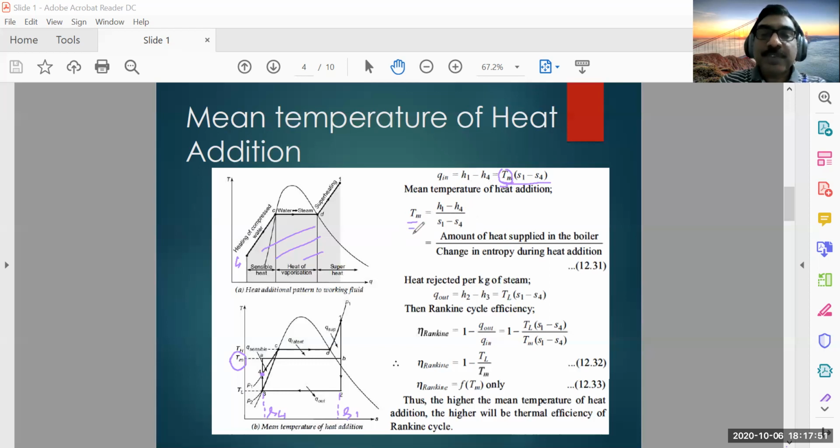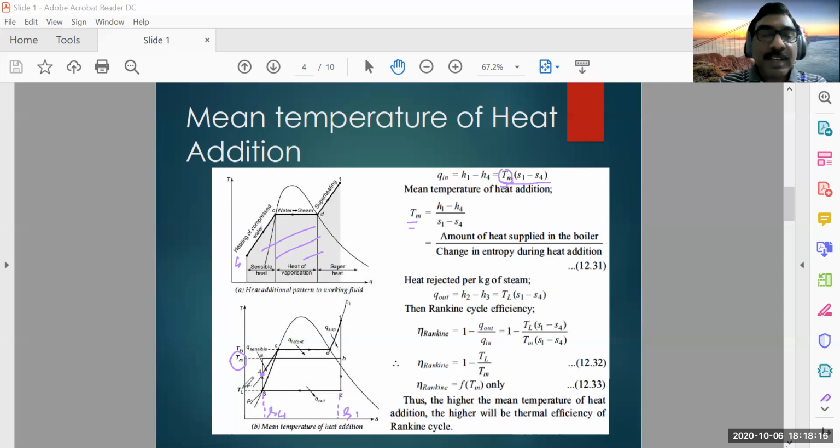This is the expression for mean temperature of heat addition: the amount of heat supplied in the boiler divided by the change in entropy during the heat addition. And similarly, you can also find out the heat rejected per kg of steam in the same way, right?